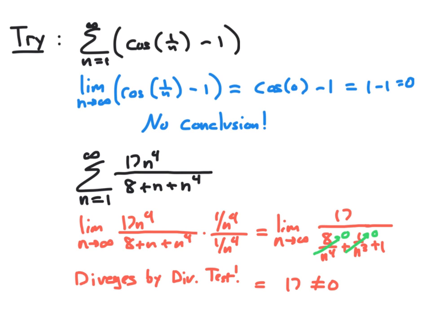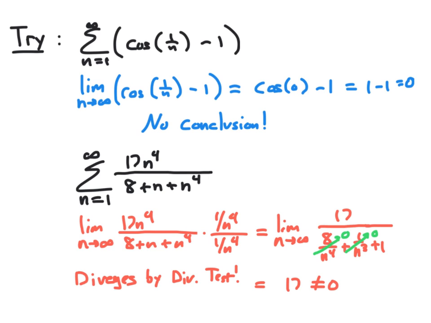When we take the limit as n approaches infinity of cosine of 1 over n minus 1, we see that this value approaches cosine of 0 minus 1, since 1 over n converges to 0. And since cosine of 0 is equal to 1, the limit of our term is 1 minus 1, or 0. Since we get a limit of 0, no conclusion can be drawn, since the divergence test only applies to series where the limit of the sequence of terms is non-zero.